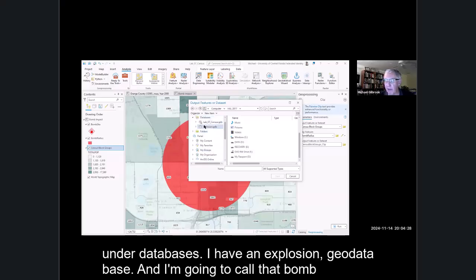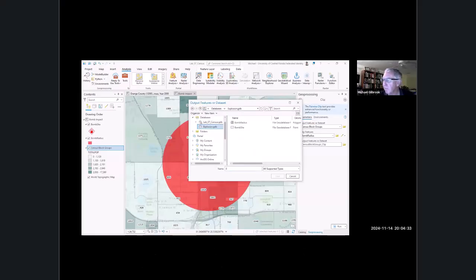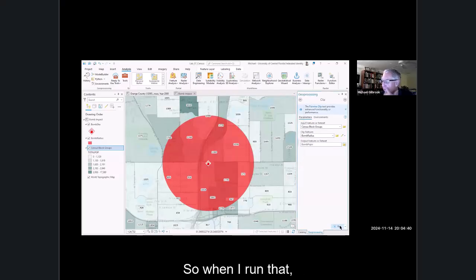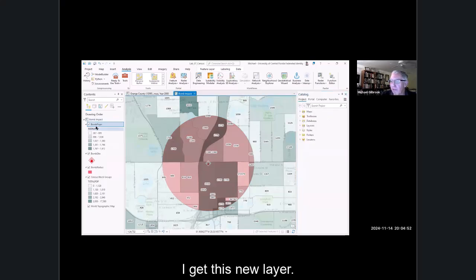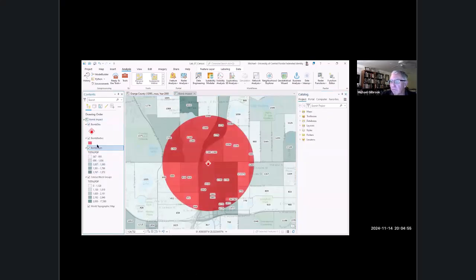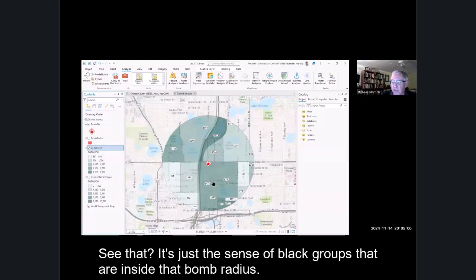Under databases, I have an explosion geodatabase, and I'm going to call that bomb population as my output. Okay, so when I run that, I get this new layer. See that? It's just the census block groups that are inside that bomb radius.